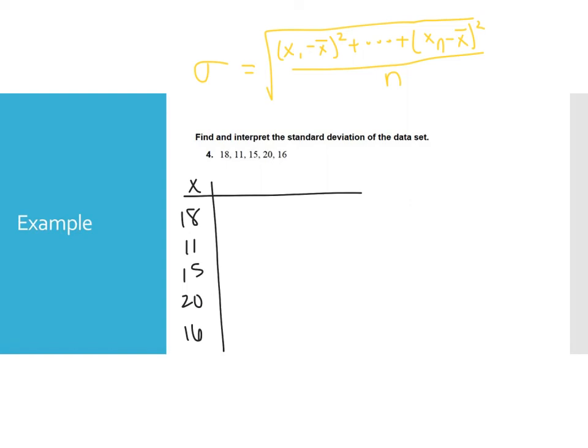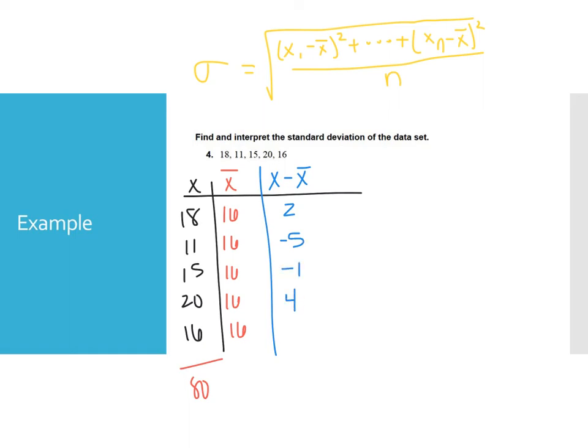So if we add those up, I get 80. I'm going to take 80 divided by 5, which is 16. So my x bar, or my mean, is 16. You wouldn't have to write it for every one of them, but since that last table did. Then we're going to do x minus x bar. The first one is 18 minus 16, so we get 2. 11 minus 16, negative 5. 15 minus 16 is negative 1. 20 minus 16 is 4. 16 minus 16 is 0.